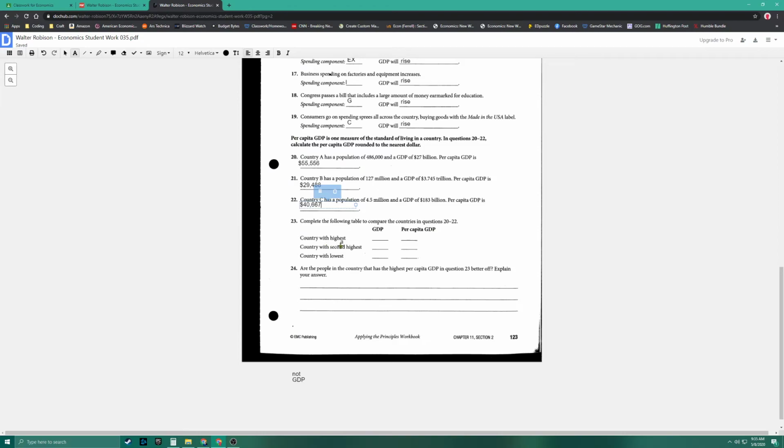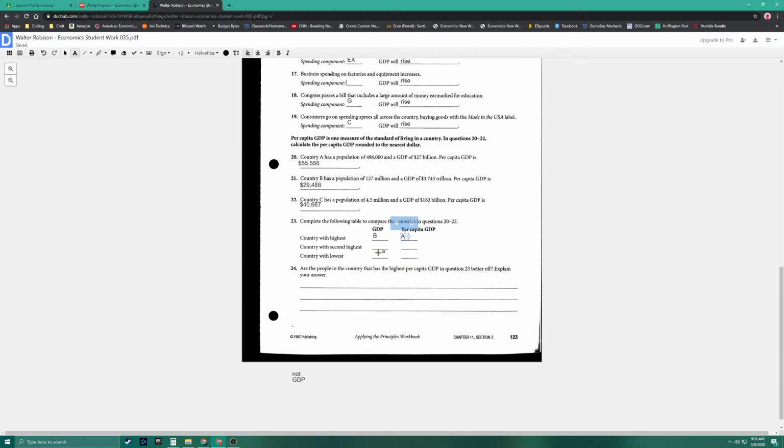All right, which country had the highest gross domestic product? Well, that would be B. Okay, and if you don't understand why, you just look at the numbers. 3.745 trillion is higher than 27 billion or 183 billion. So that's B. Okay. Now, who had the highest per capita GDP? Well, A has the highest number that we figured out. So boom, put in A.